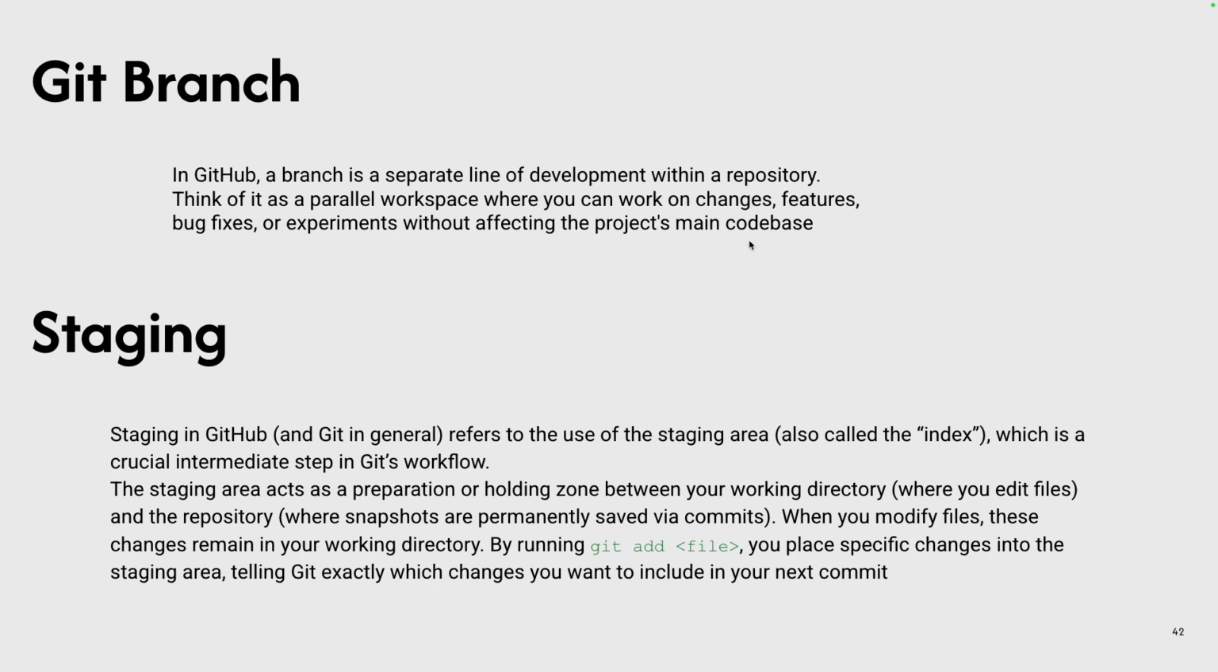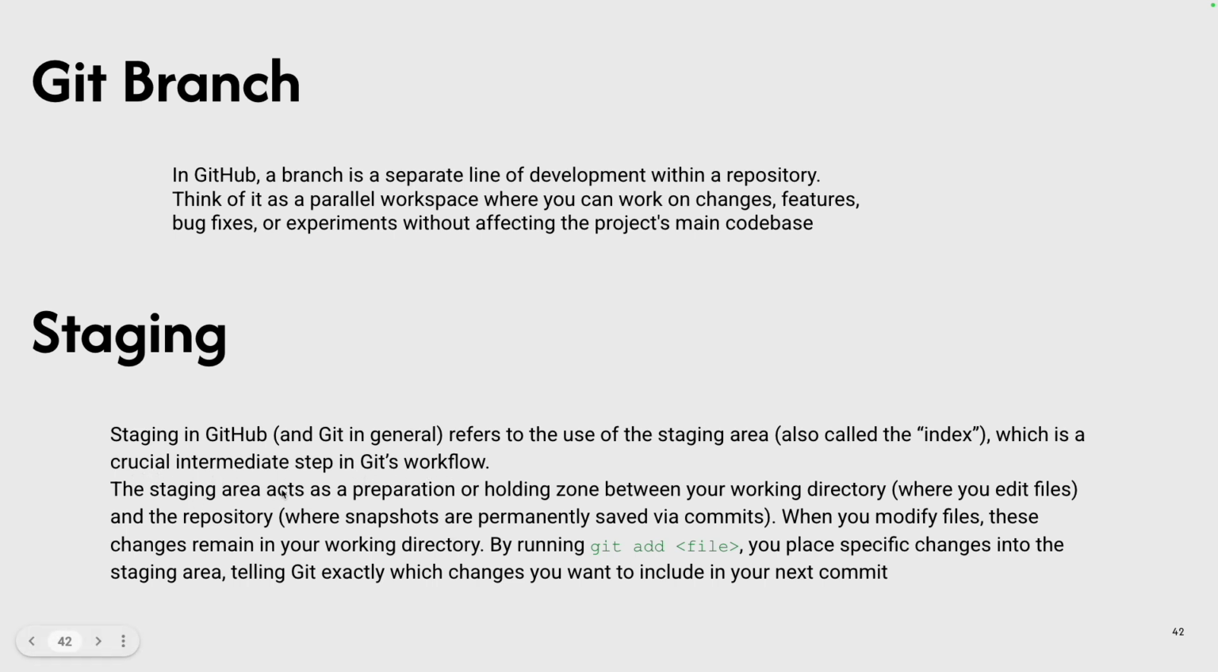The repository which we are going to create, we will create a branch in it also, which is like a subfolder. Whatever changes we are going to make, we make them in the branch, then move them to our local repository. From there, we will do the staging and committing. So what is staging? Staging in Git is referred to as the staging area, also called the index, which is a crucial intermediate step in Git's workflow.